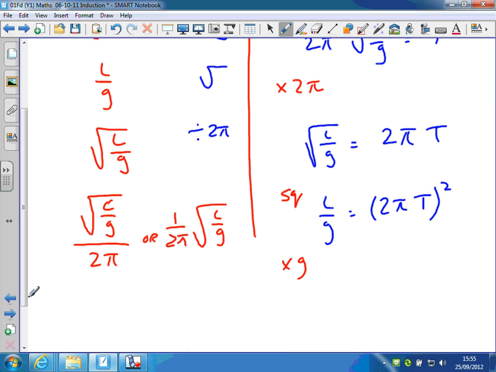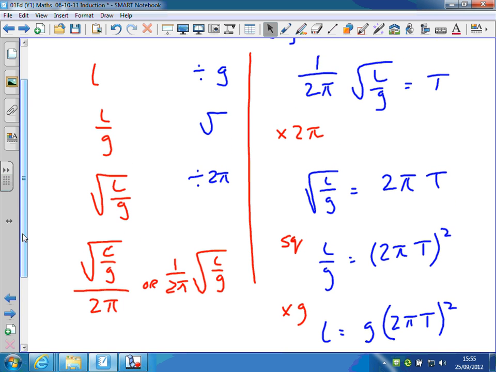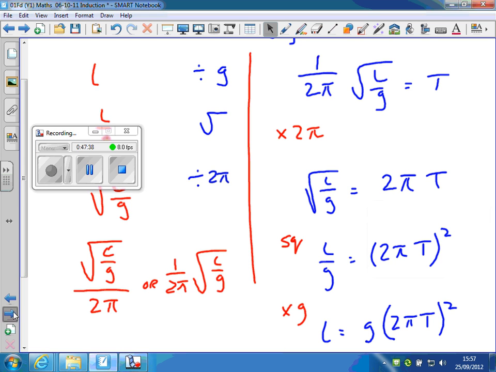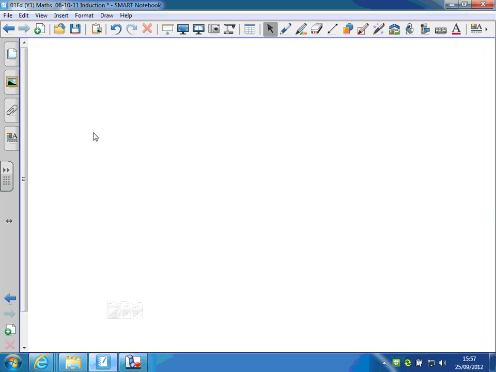And L equals G times 2 pi t squared. I've got a new recipe to find the length. I'll just pause while you write that down. Just look again at it. Let's look again at this formula.